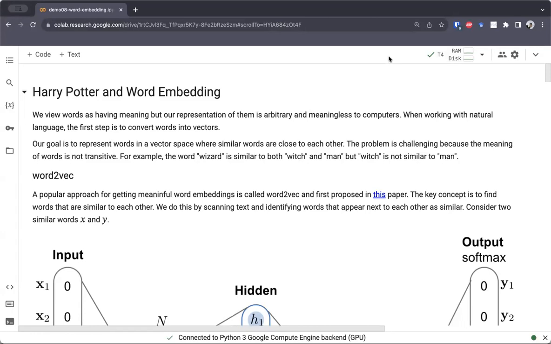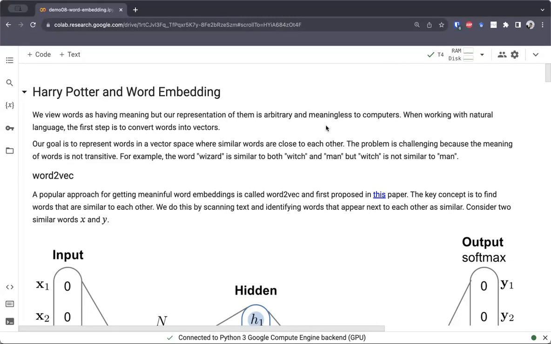This problem is challenging because the meaning of words is not transitive. For example, the word wizard is similar to both witch in the magical sense and man in the gender sense, but that doesn't mean that witch is similar to man. So there are lots of these examples where some words are similar to each other because they agree in some way. Maybe it's gender or magicness or sound or anything else. But that doesn't mean that these words are similar to each other. So we need some way of capturing the meaning behind words, and that on the surface is quite challenging.